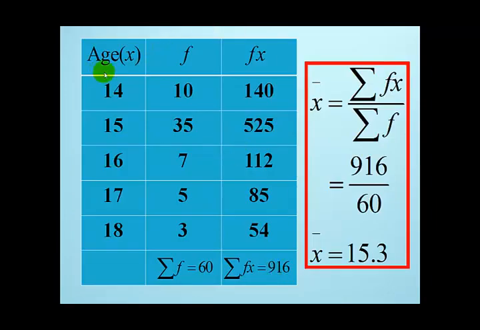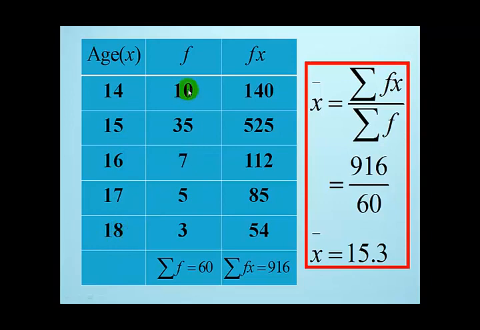Now this is the table. We have the age, we have the frequency, and we have our fx. Now the age is the x. We have the frequency, that's the number of students, and we have fx, that is the frequency times the age. Now 10 corresponds to 14, 35 corresponds to 15, 7 corresponds to 16, 5 corresponds to 17, and 3 corresponds to 18.